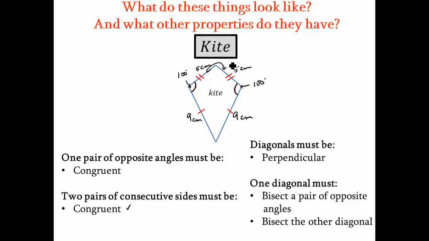They're consecutive, okay? Your diagonals must be perpendicular. We'll see that in a second. As you know, perpendicular means that they intersect at 90-degree angles. And if there's one 90-degree angle, that means they're all 90. You don't ever really draw all four boxes, though. It kind of looks silly. And again, we'll come back to the diagonals in a second, but one of them must bisect a pair of opposite angles, and one of them must bisect the other diagonal.